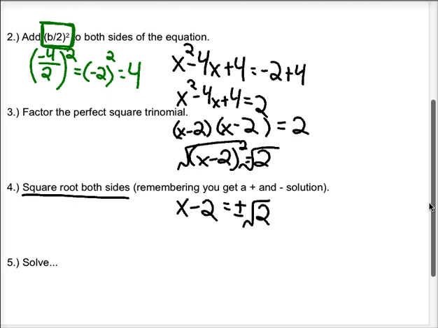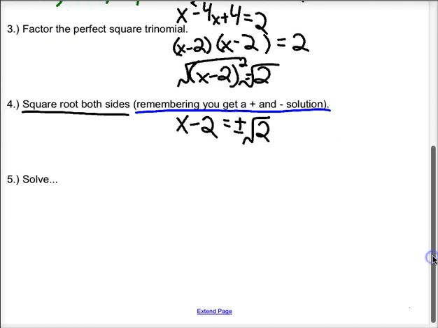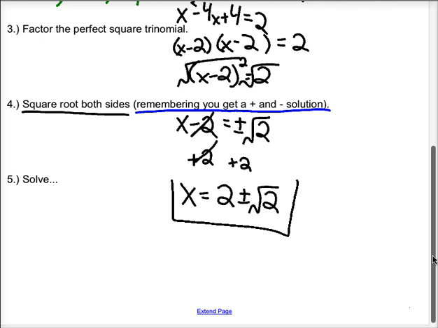Because again, remember, when solving quadratics, when you square root something in an equation, remember you always get the plus and the minus. And then I need the x by itself. So I'm going to add that 2 over. Well, those are not like terms, so I can't combine them. So all I can do is leave them in this form. 2 plus or minus the square root of 2, and that's going to be my answer.